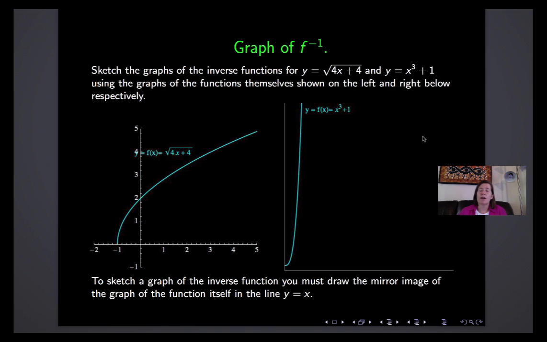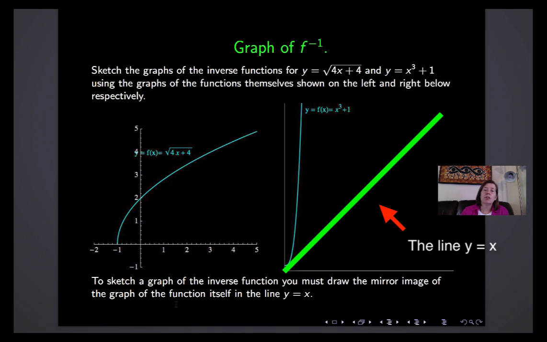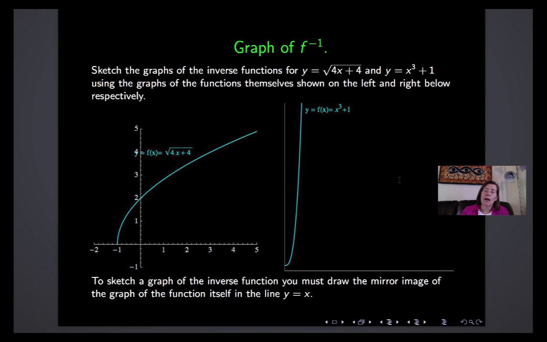Now you can have some fun with this. We've put up two functions here that we've also played with a little bit: y equals x cubed plus 1 and y equals the square root of 4x plus 4. You should try to sketch the graphs of the inverse functions for these two one-to-one functions by taking their mirror image in the line y equals x. And try to do that before you look at the solutions on the next slide.